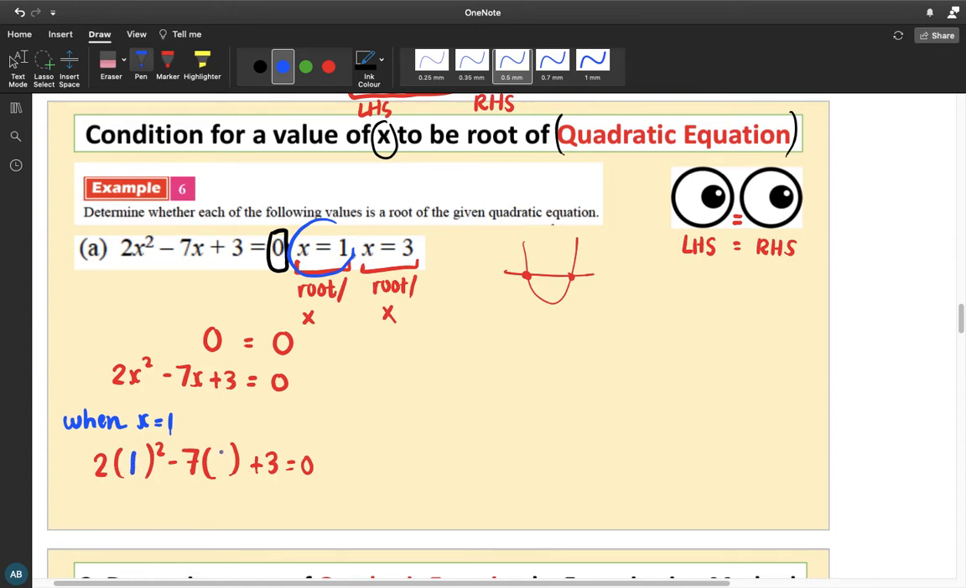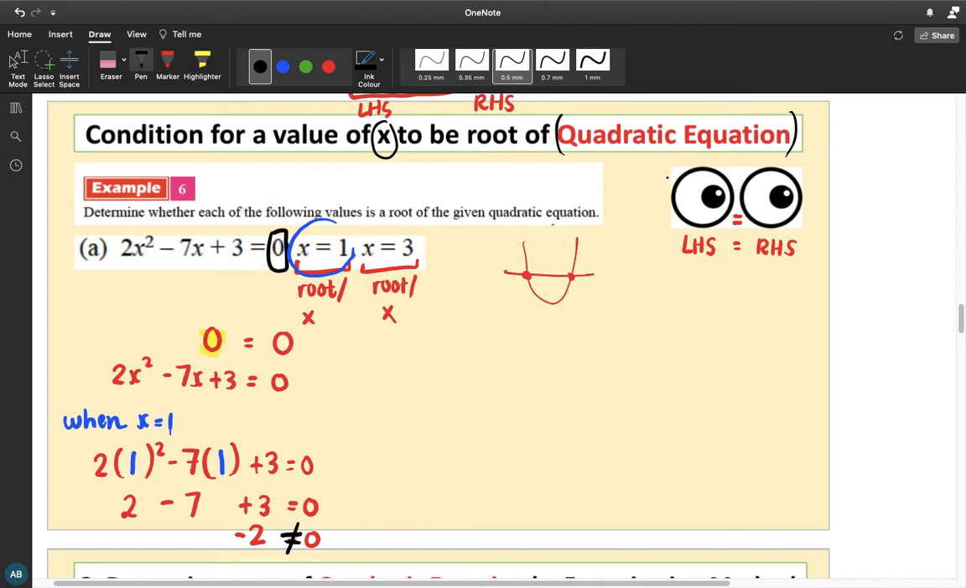So put one here, put one here. Okay, what will happen is 2 minus 7 plus 3. Remember, what is our target? We should get 0 here. So let's see, do we get 0 on the left side? So 2 minus 7 plus 3, it's negative 5, then negative 2. Equals 0. My question here, is negative 2 equal to 0 or not? Okay, it's not equal. So negative 2 is not equal to 0, guys.